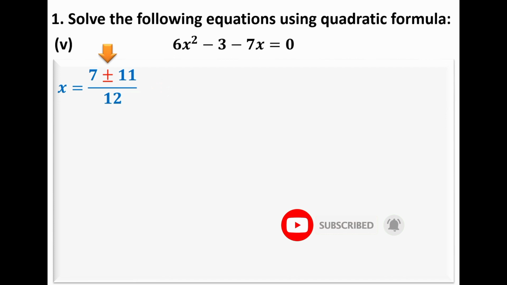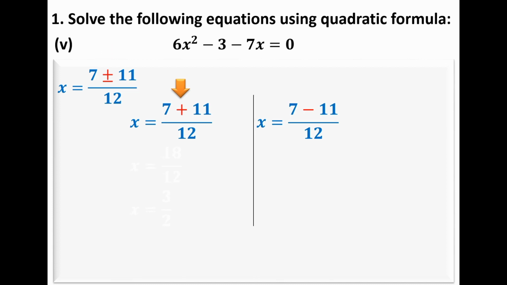Consider this plus minus. X is equal to 7 plus 11 divided by 12, and x is equal to 7 minus 11 divided by 12 is written. This x is equal to 7 plus 11 becomes 18. Divided by 12 is written as it is.